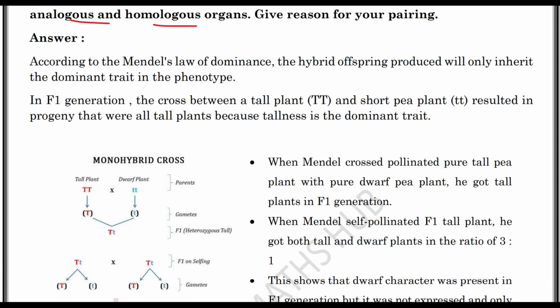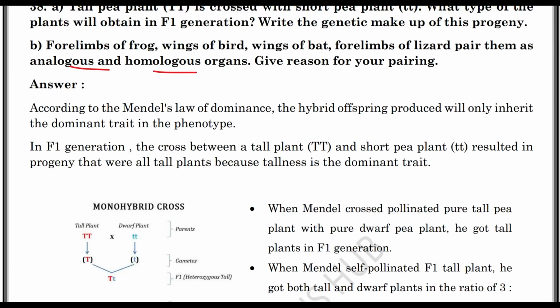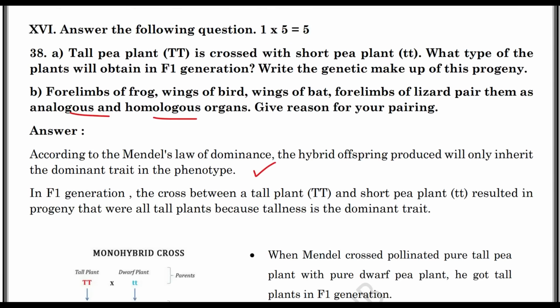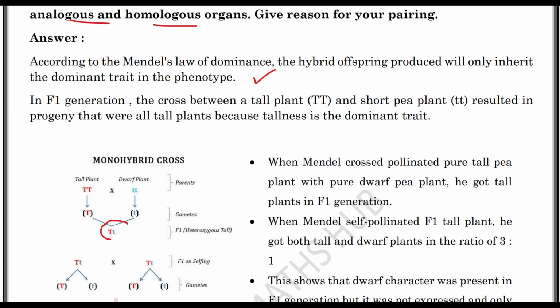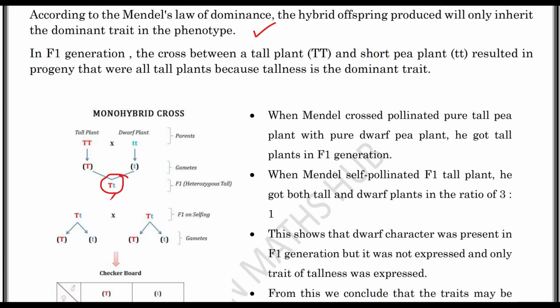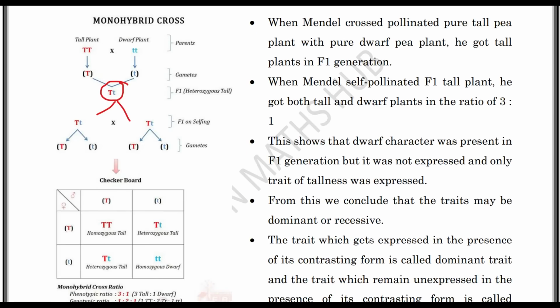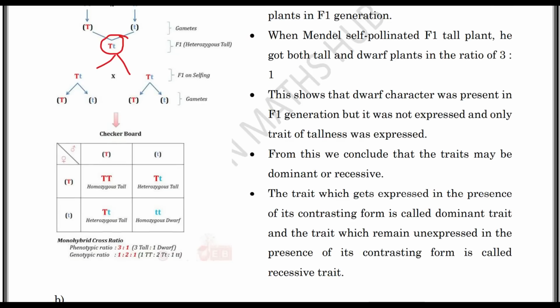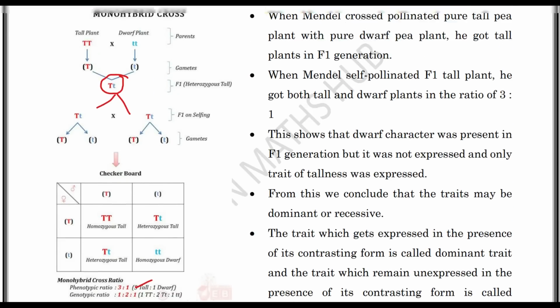According to Mendel's law of dominance, the offspring in the F1 generation will inherit only the dominant trait. Therefore, what kind of plant will be produced? The tall plant will be produced in the F1 generation. When it is self-bred, you get 3 tall plants and 1 short plant, that is, in the ratio 3:1.